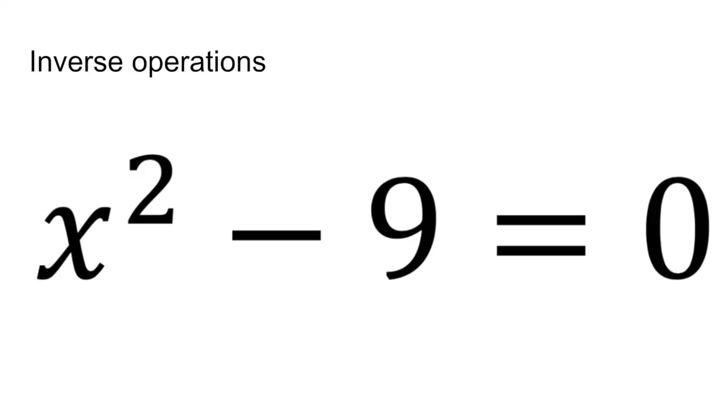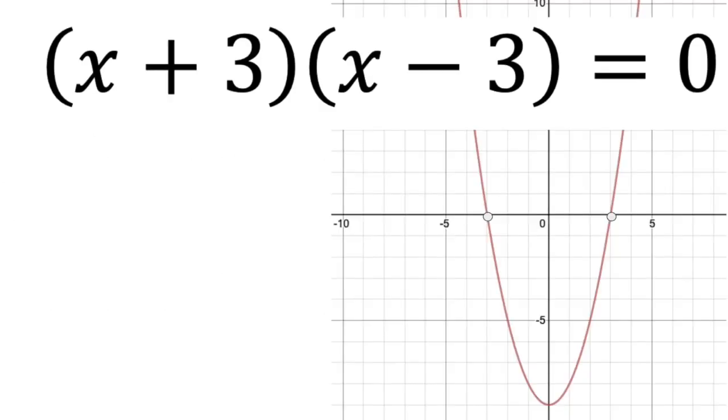If you don't believe me, here's another way to look at it, which is that we can subtract 9 from both sides using inverse operations. And I know I promised we're not factoring today, but you could. If you did, you would get a difference of 2 squares, x plus 3 times x minus 3 equals 0, which is true when x is negative 3 for the left term or positive 3 for the right term. You can see that on the graph. It crosses here at 3 and negative 3.